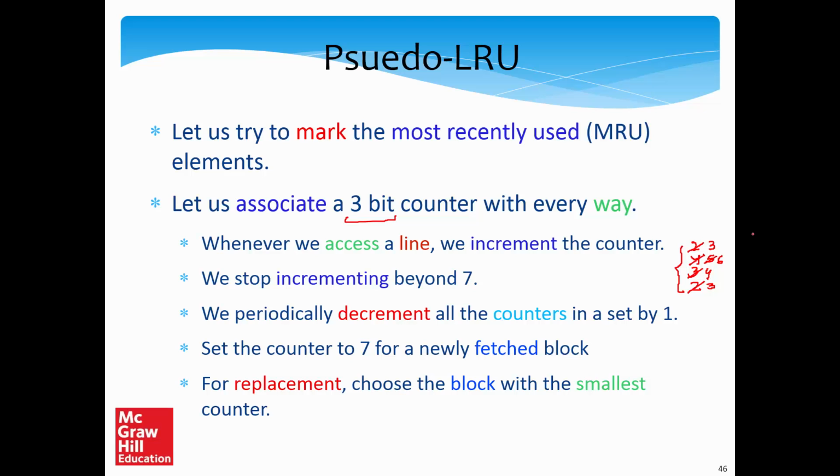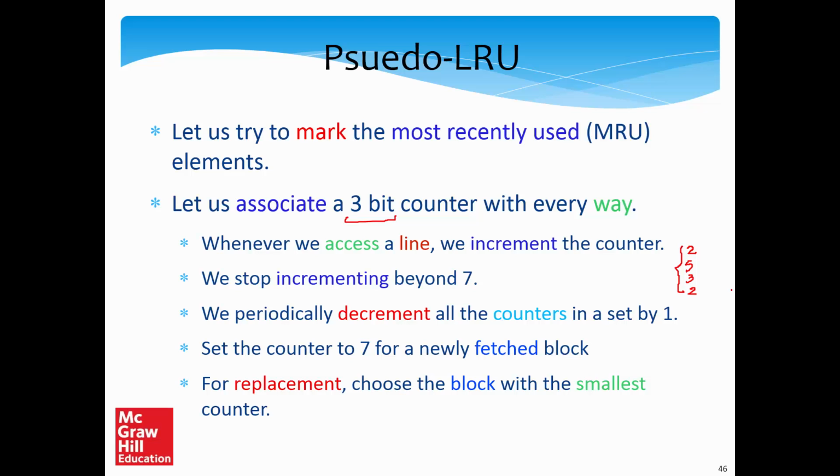Then what we do is periodically decrement all the counters in a set by 1. Every few 100 cycles or 1000 clock cycles, we decrement the counters by 1. So instead of 3, 6, 4, 3, we will have 2, 5, 3, and 2. So why do we do this? Because if we don't do this, ultimately all the counters will reach 7 and remain at 7.